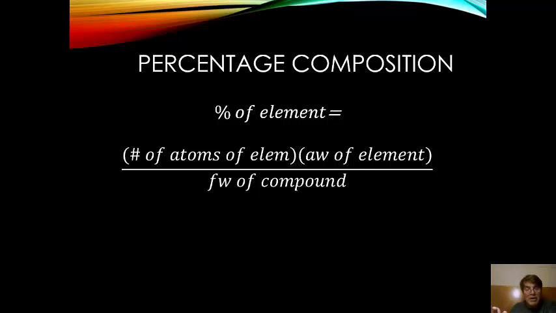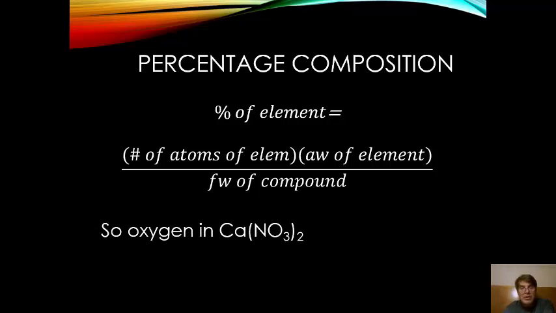So we've figured out how to find the formula weight of a compound. We just add up basically the atomic weights and multiply them by the number of atoms of that kind there are. So we know how to find the formula weight. The atomic weight of an element is, again, we look it up in the periodic chart.